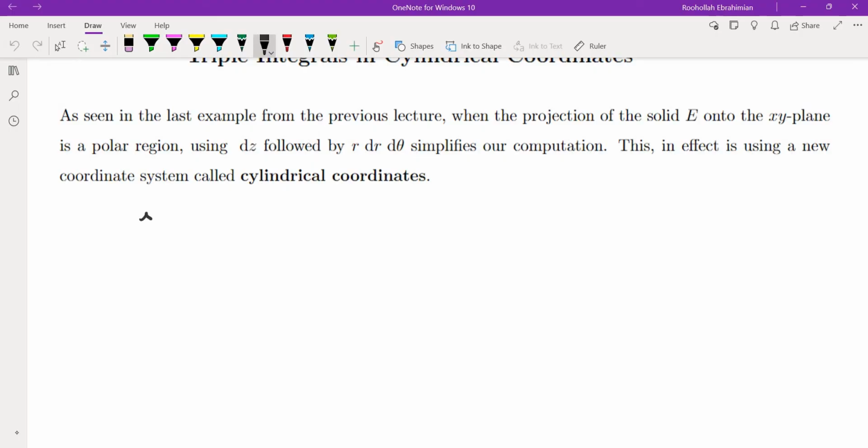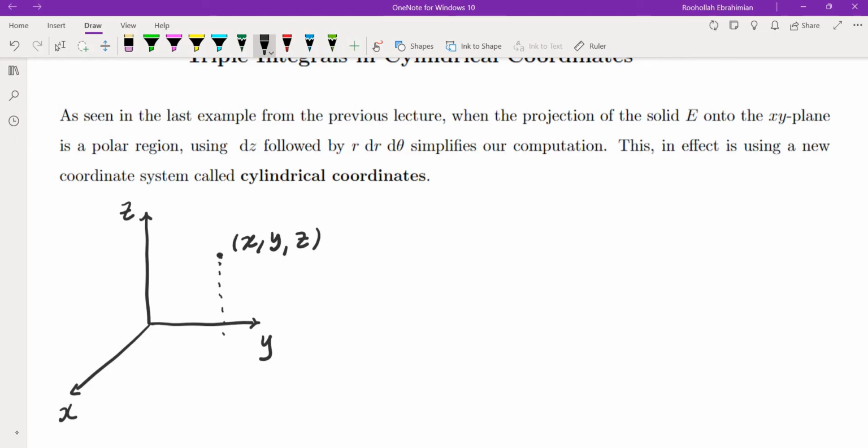So what are cylindrical coordinates? It's basically a three-dimensional version of polar coordinates. If you take a point (x, y, z), we can assign three numbers to this point called r, theta, and z. So what are the three numbers? Well, r is the distance to the origin. If you drop the perpendicular from the point and call that one h, that's r. Theta is the angle that it makes with the x-axis, and z is the same z.